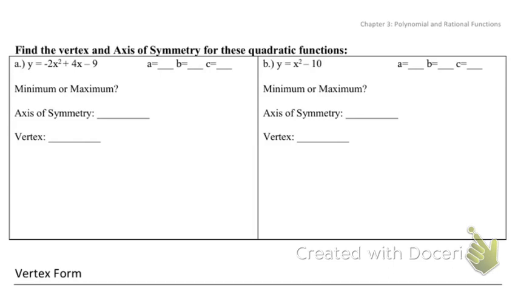We have an a, b, and c value whenever we have a quadratic equation. So let's go ahead and mark that down. Our a value is negative 2. Our b value is 4. Our c value is negative 9. Let's switch back to black.